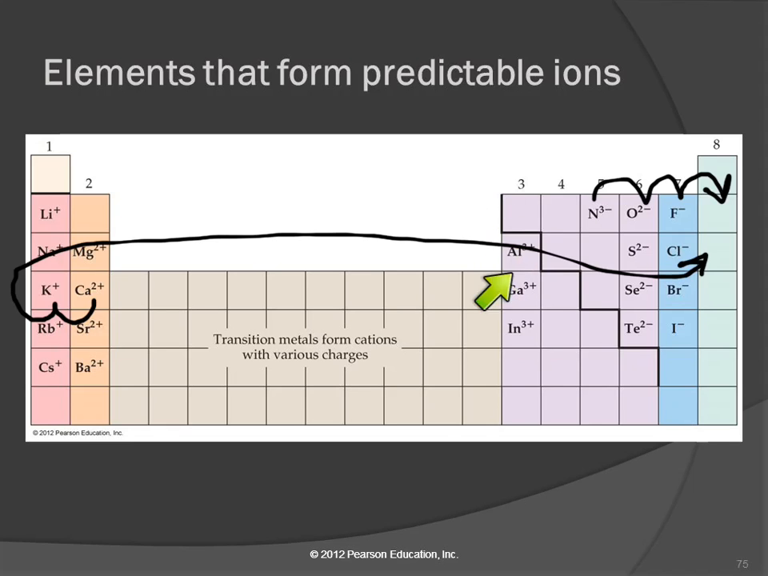Aluminum has 3 valence electrons, so does gallium and indium. They're going to lose those 3 valence electrons. Aluminum loses 1, it becomes like magnesium in terms of electrons. It loses 1 more, becomes like sodium. It loses 1 more, it becomes like neon.